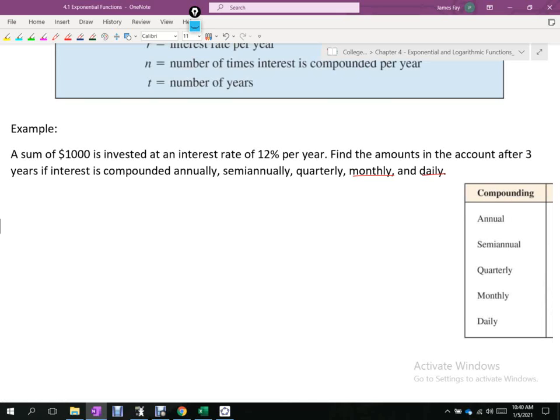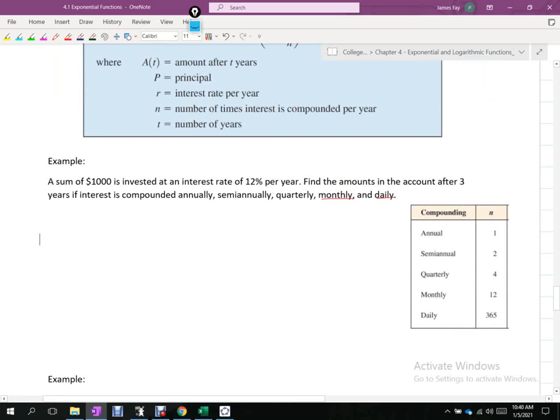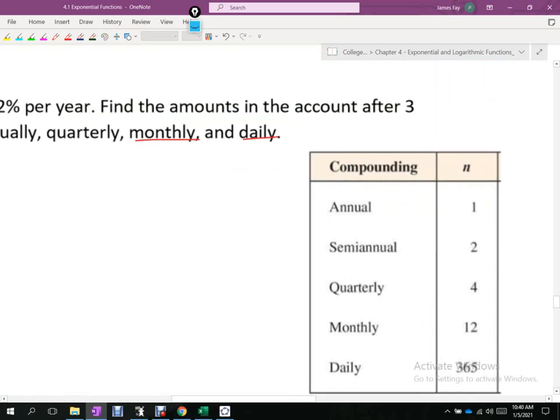So find the amounts in the account after 3 years if interest is compounded annually, semi-annually, quarterly, monthly, and daily. The only thing that people have struggled with in the past is realizing what annual, semi-annually, and so on quantify as. So annual is 1, semi-annual is 2, quarterly 4, monthly 12, daily 365. Those are the most common, frequently used.